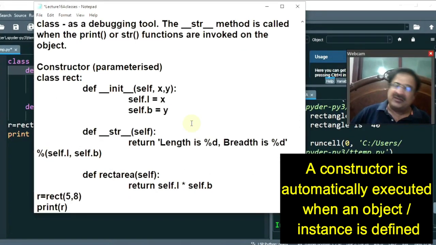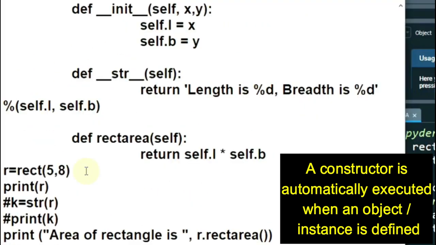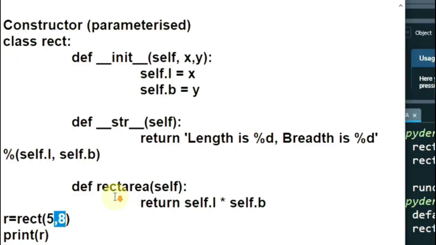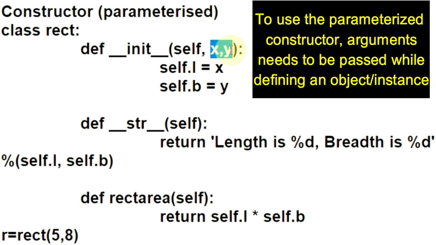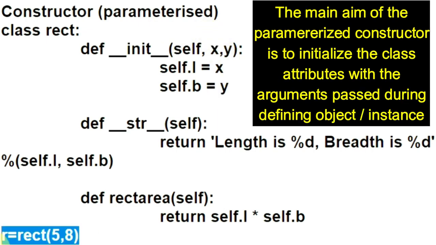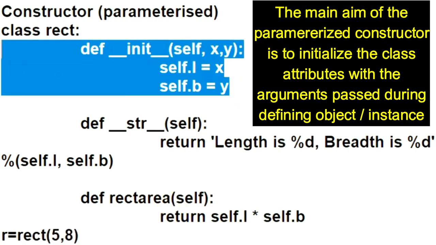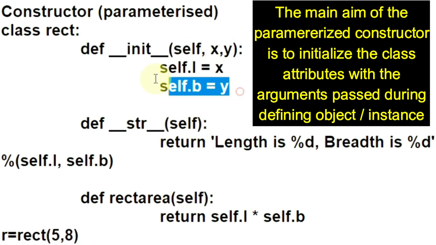Now this is a parameterized constructor. How will I know this is a parameterized constructor? See, you are making an object of the rect class, and here you are sending two arguments. That means Python will look for the init method with two parameters, and it will find two parameters here. If the parameters don't match, if you don't provide the parameters here, you will get an error, right? So obviously this 5 will be assigned to the parameter x, and this 8 will be assigned to parameter y. It confirms that while defining an object, if you pass arguments, you need to define a parameterized constructor in your class.